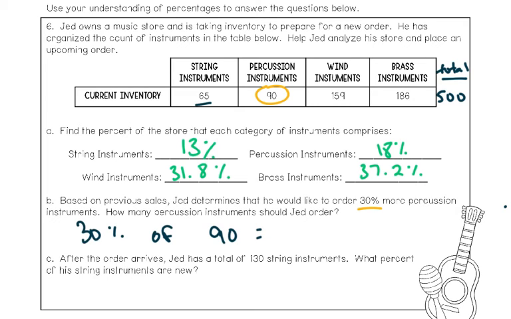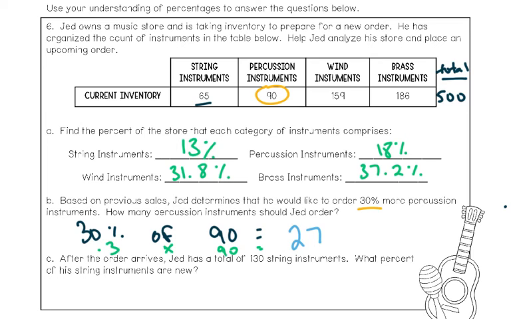Let's think about what these words mean. 30% means 30 out of 100 or 0.3. They're the same number. Of means times, and then 90 is a 90. So you can do 0.3 times 90, or you can look at it the way we were doing it before. This is how I would do it, and I end up with 27. He needs 27 more percussion instruments.